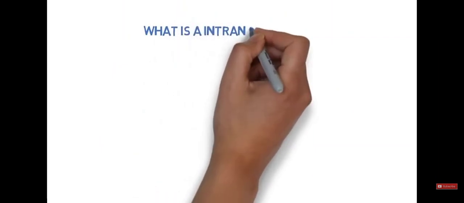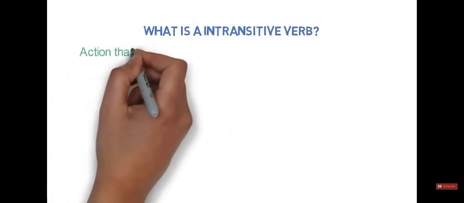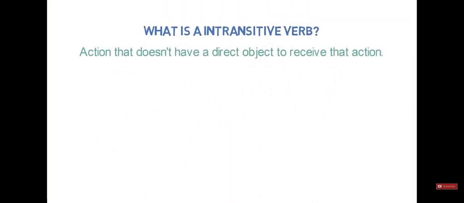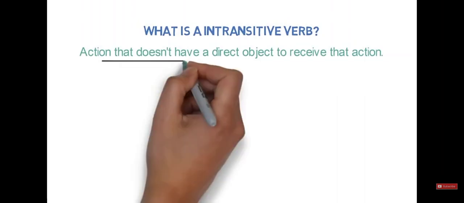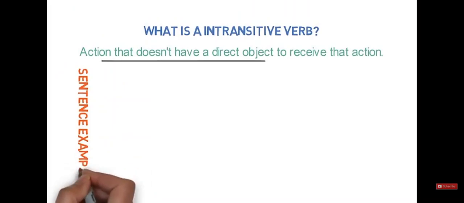So what is an intransitive verb? Intransitive verb is an action that doesn't have a direct object to receive that action. So it's an action verb without a direct object. Let's look into a sentence example to make things clear.